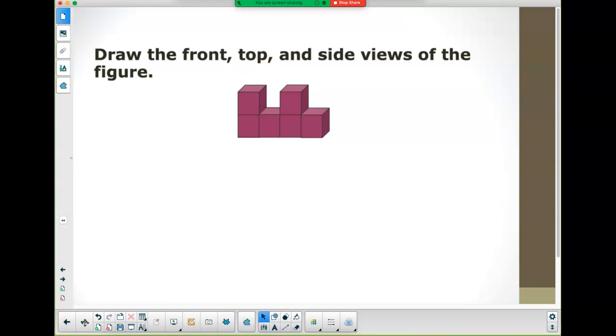For those of you at home, there's the front. There's the top. And there's the side. Front. Top. Side.